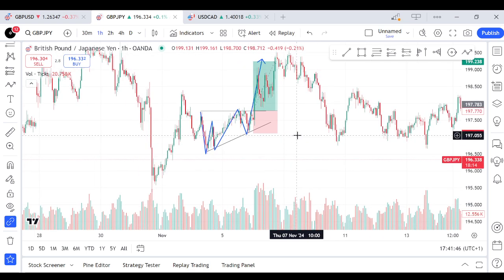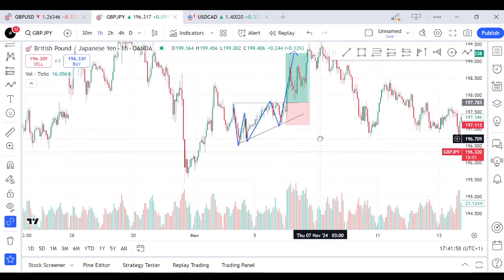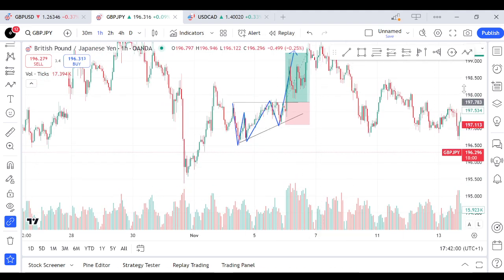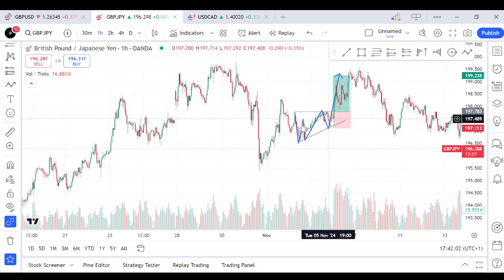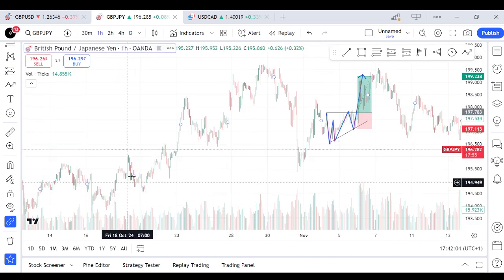It's advisable you combine the VCP with key support and resistance levels for higher probability trades. When a VCP forms near major market levels, the breakout potential increases significantly. Like I said, while I was formulating this setup, I had to put the overall context into play.